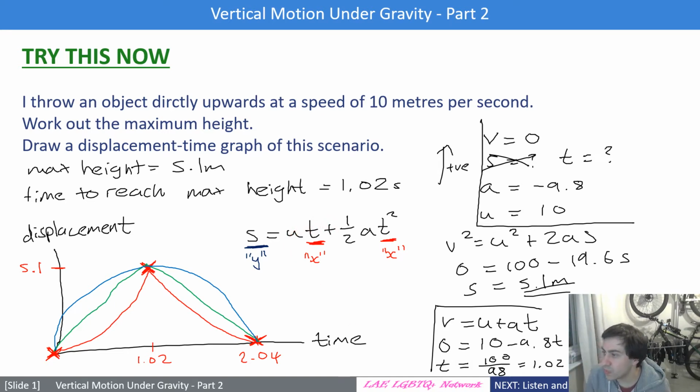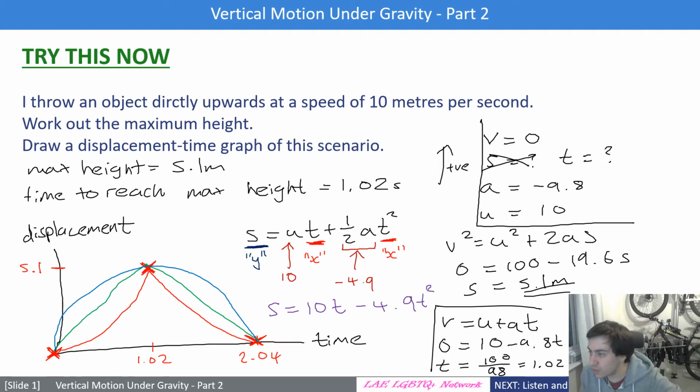Because u in this specific case was what? It was 10, and a half a in this case, so that's half of 9.8, isn't it? 4.9, but minus, because we're taking up as positive, so minus 4.9. So what we actually get is the following. Let's write it in purple. s equals 10t minus 4.9t squared, right?